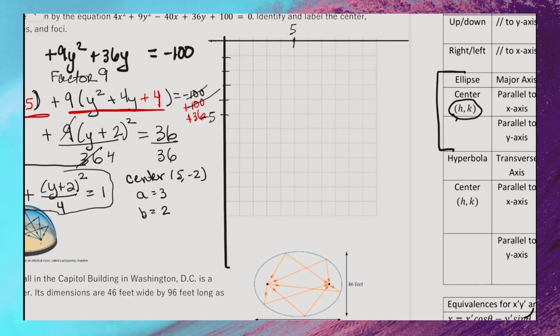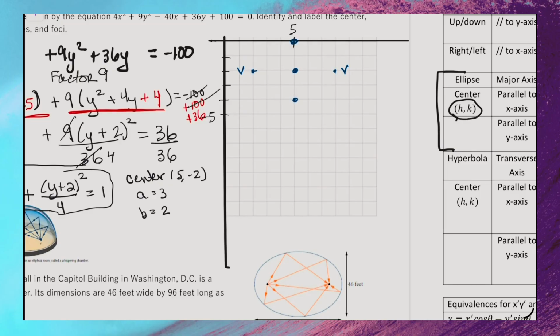My center of this ellipse is (5, -2), so there's the center. Because the a squared piece was under the x squared piece, this ellipse is going to be horizontal. And I go 3 a units out, so 3 units out to get to the vertices. So 1, 2, 3 this way, 1, 2, 3 this way. There's a vertex, there's a vertex. B helps us find the co-vertices, so that's the other direction.